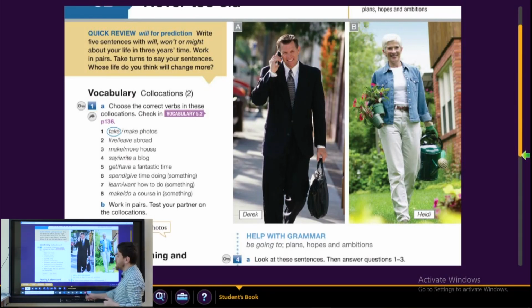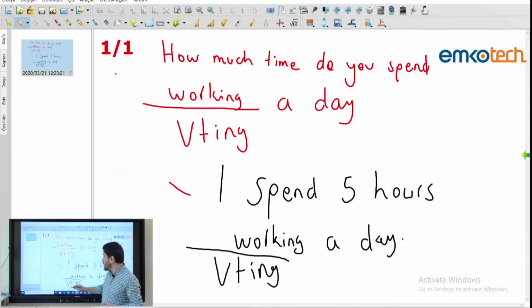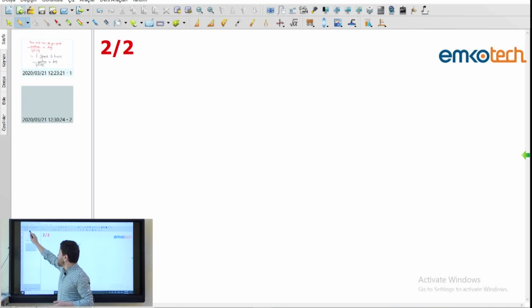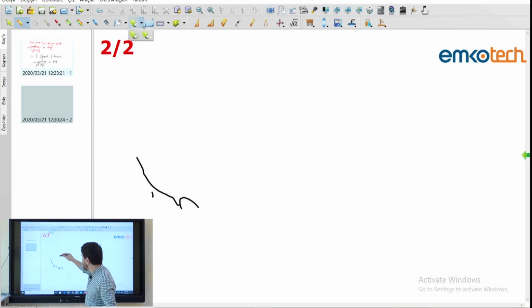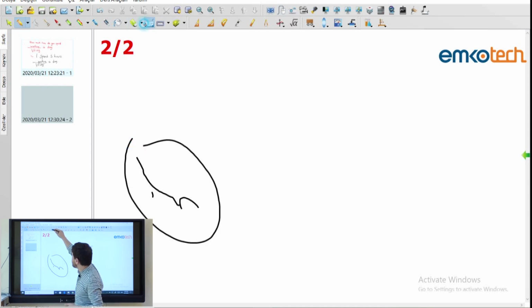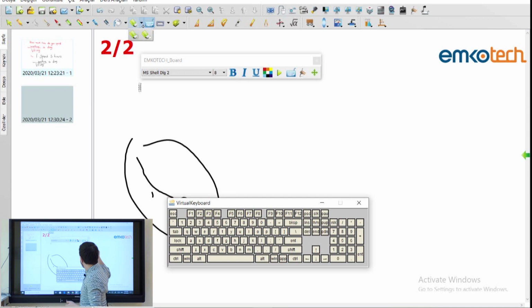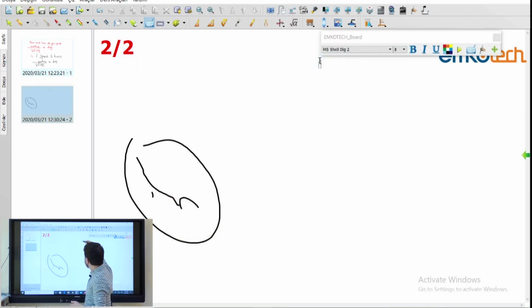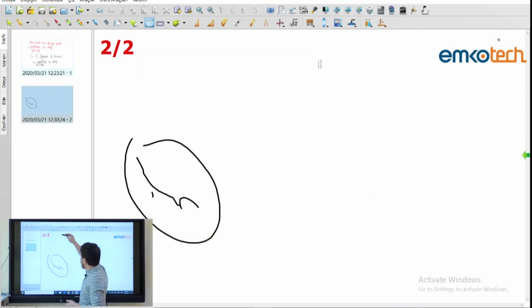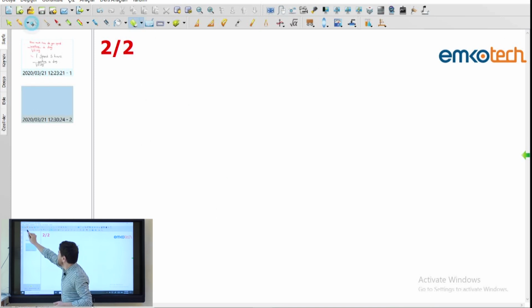And number 7, you learn how to do something or you want how to do something. So the right collocation is here, learn how to do something. For example, here we go, let's erase it on here first.